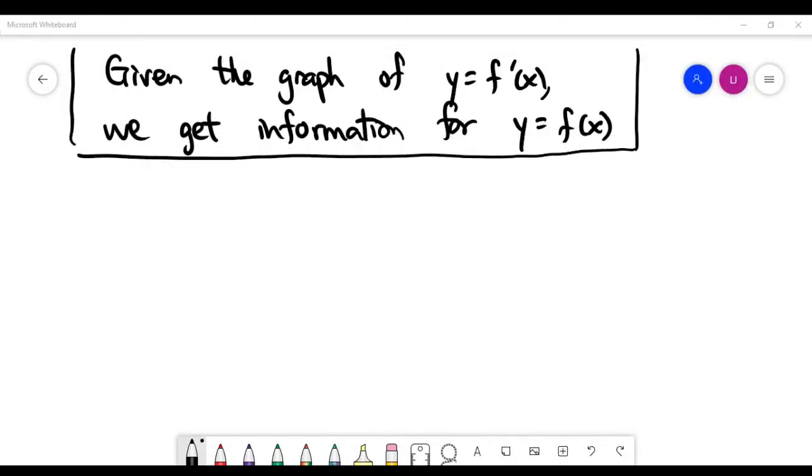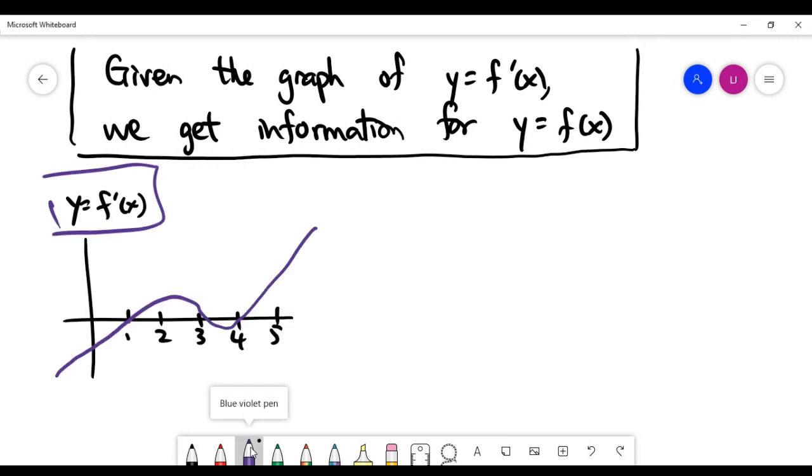So in this video, we'll look at an interesting exercise. Now I'm going to give you a graph of y equals f prime of x, which is the derivative graph, or you can call it the graph of derivative. I would like to get more information about the original graph of y equals f of x based on the derivative graph. And let me give you an example now.